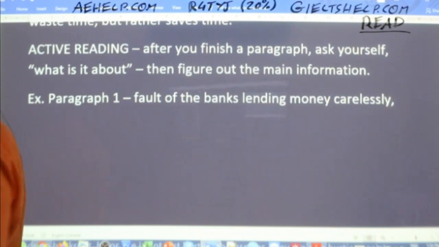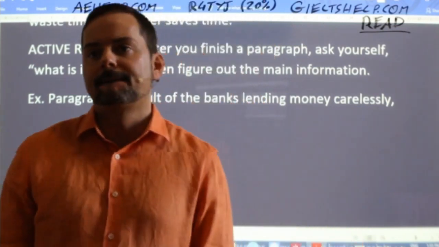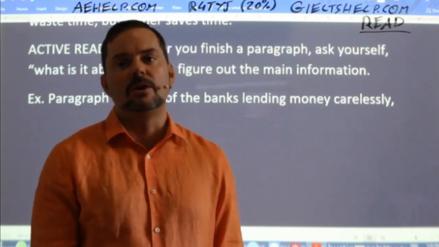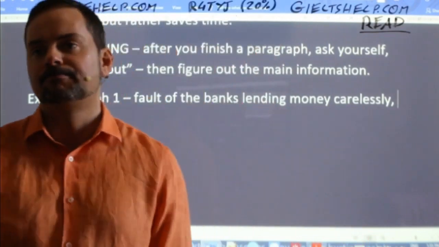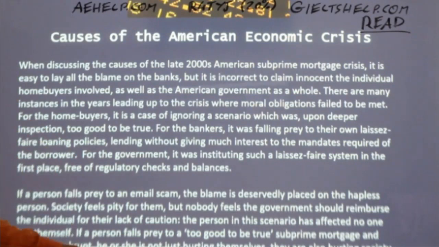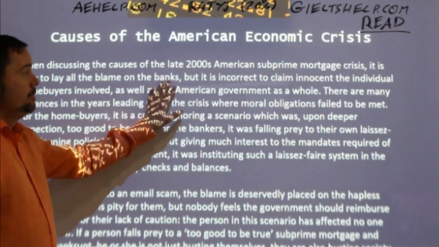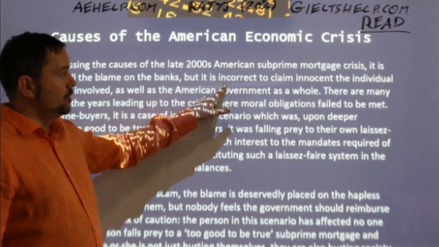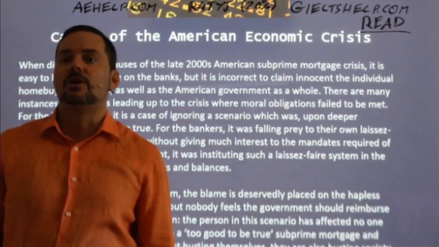All right. So notice how much we can simplify this. Okay, anybody else's fault other than the bank? Who else's fault? It's quite clear. So if I hop back here, it says, it is easy to lay the blame on the banks, but it's incorrect to claim innocent the individual. So it's also the fault of the home buyers.